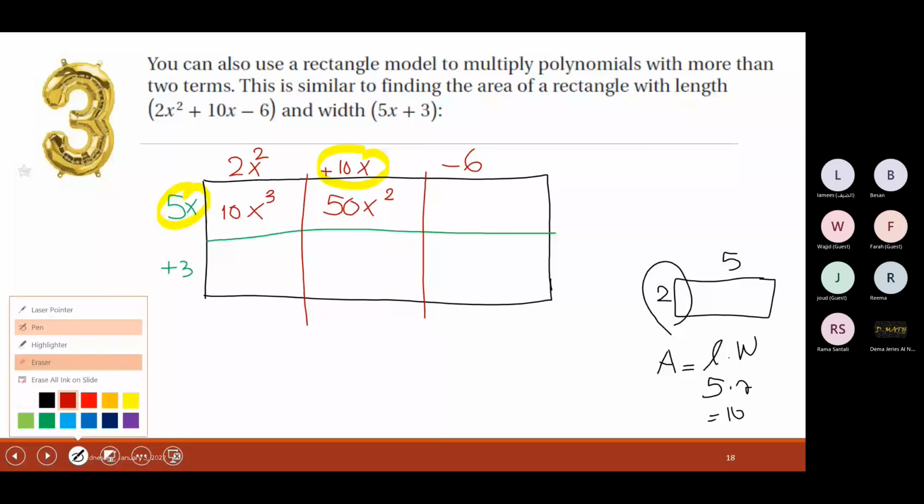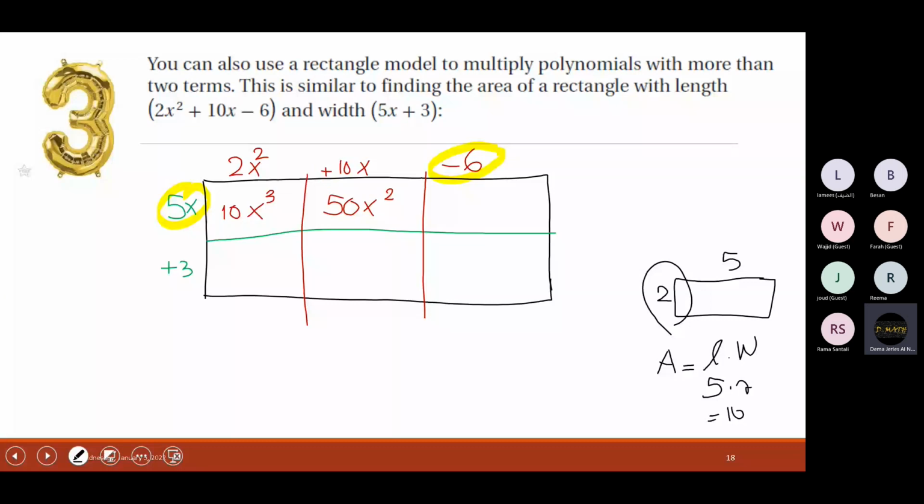Third step, I will multiply negative 6 times 5x. Negative 6 times 5 is negative 30x. So for the first step, I multiplied the first polynomial with the 5x. Is it clear now? Or up to here, is it clear?